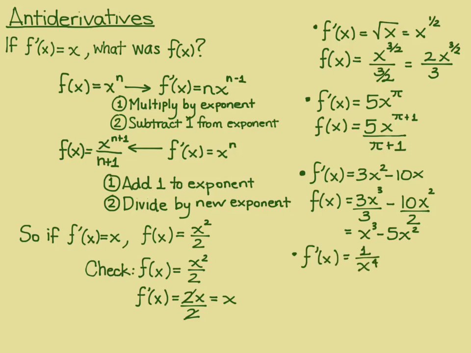Let's try one more. f prime of x equals 1 over x to the 4. Remember, this is the same thing as x to the negative 4. So we add 1 to the exponent, which will give me x to the negative 3, and divide by that new exponent. So divide by negative 3.